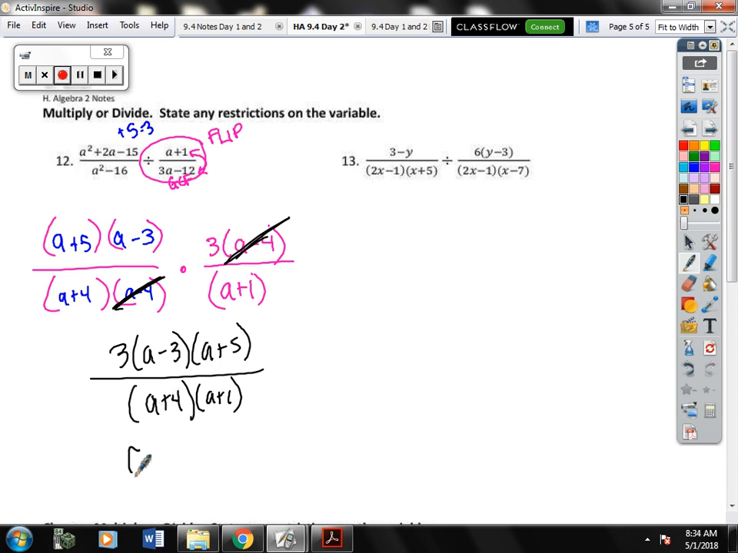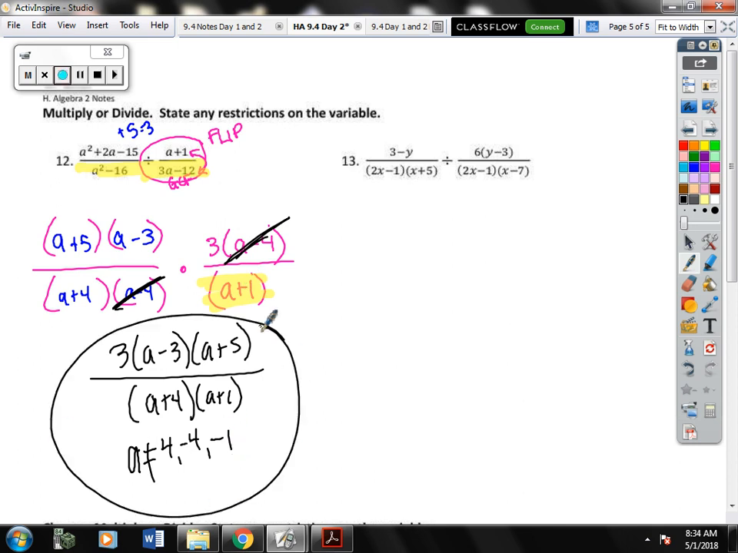And then our restrictions. Again, make sure you check the original and the new denominator once you flipped them. So we should have a cannot equal positive or negative 4. This would also be 4, so I'm not going to write that again. And then I'd also have negative 1. All right, why don't you guys see if you can try 13 and also the closure.